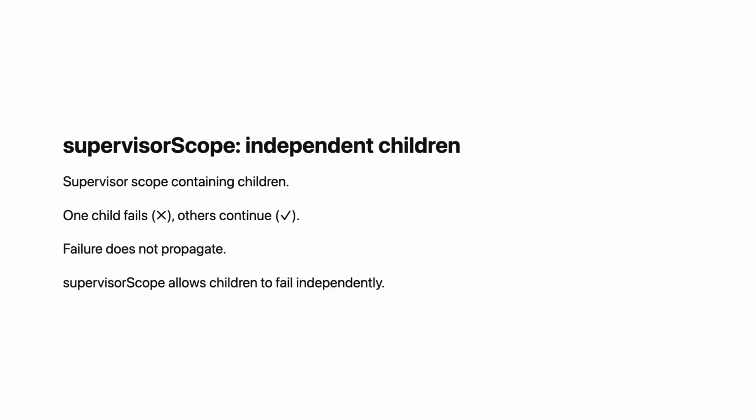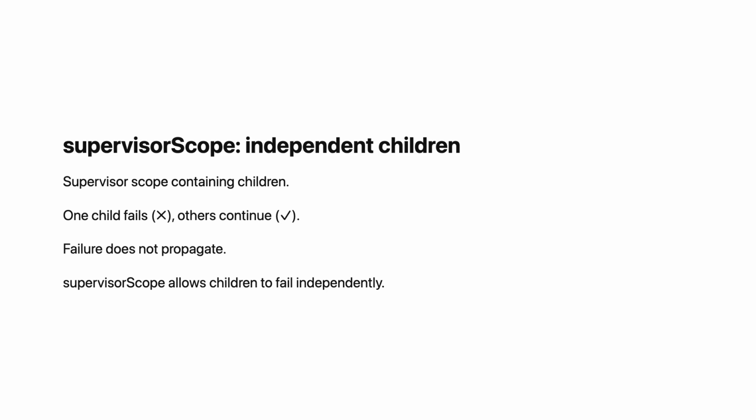Sometimes you want children to fail independently. supervisorScope creates a scope where child failures do not propagate up or cancel siblings. One child fails, others continue. The supervisorScope does not fail. You handle failures individually.